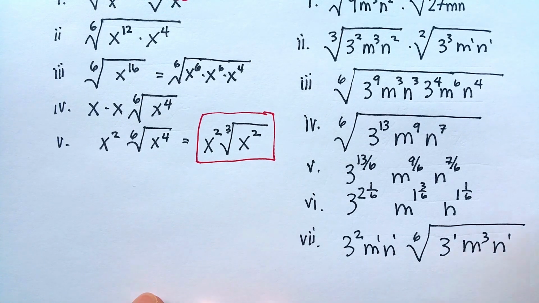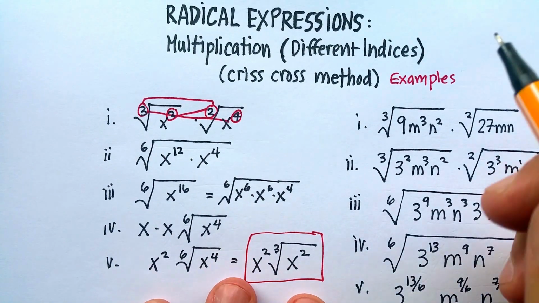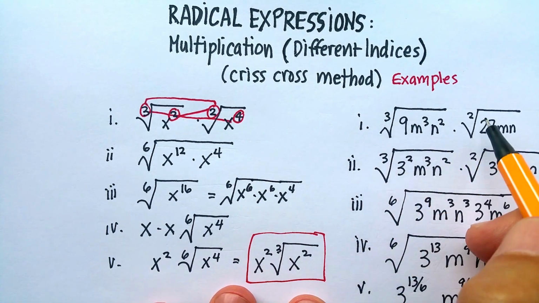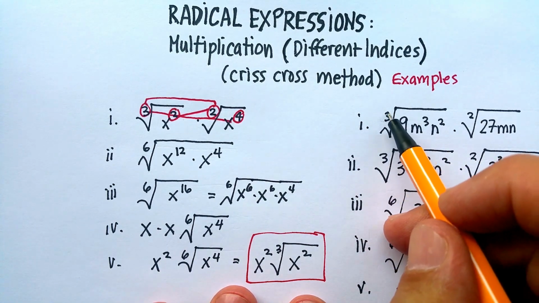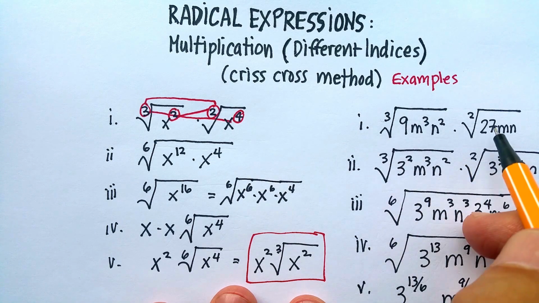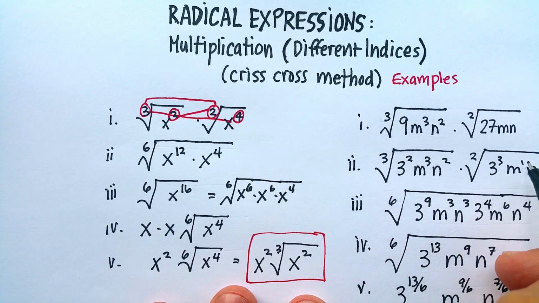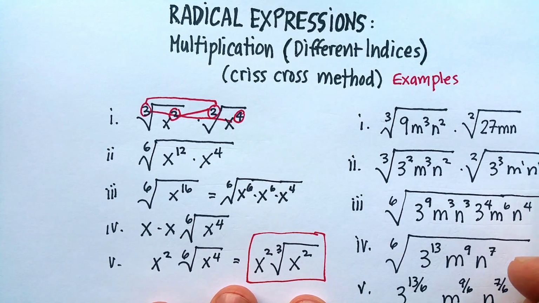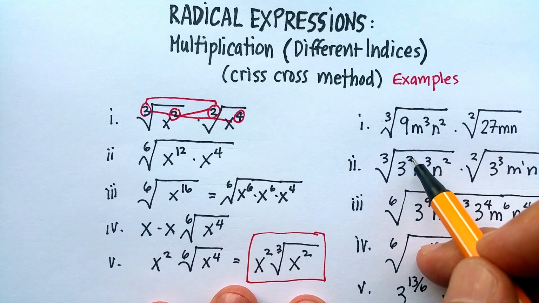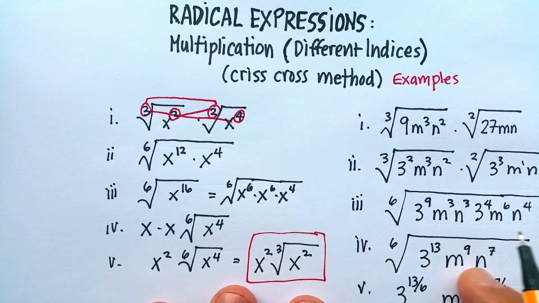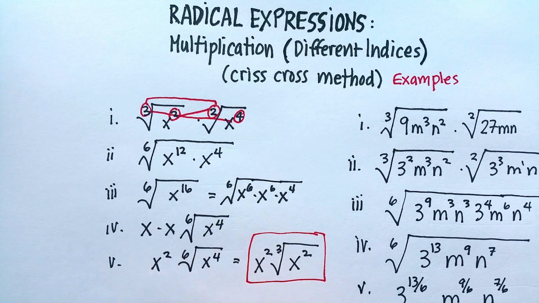Okay, so again, the crisscross method is kind of interesting. Multiply the index first, then take the opposite index and multiply it by the exponent in the opposite radical. Do the same thing here, and then simplify it using your math knowledge with exponents. Okay, I hope that was helpful.